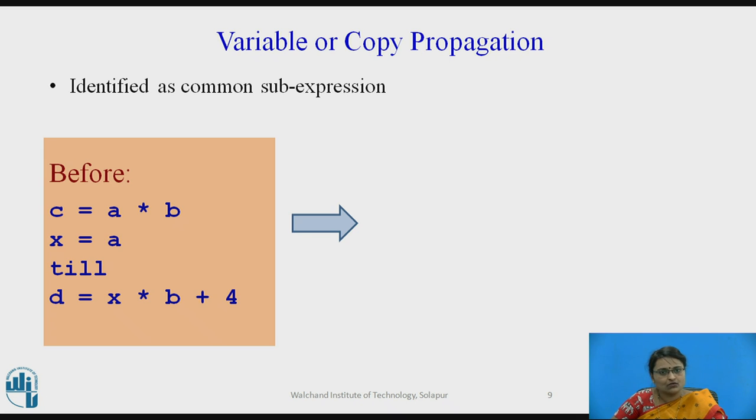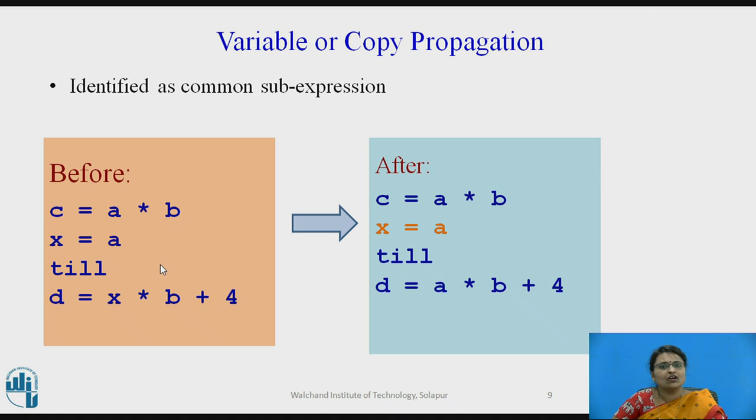We know that here the value of A is assigned to X. So both variables are taking the same value. So this can be optimized in this format, where instead of taking X equal to A's value, it is directly taking the value of A here. Fine. So this is what copy propagation is.